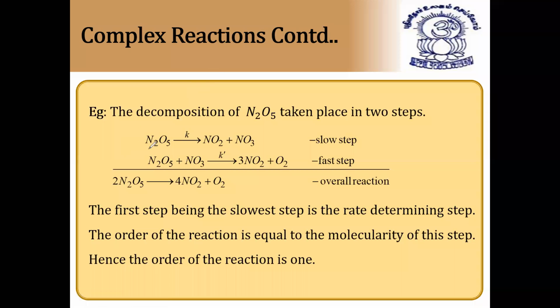In the slowest step, we have only one molecule of N2O5. In the second step, we have another molecule of N2O5. But the first step, the slowest step, is the rate determining step. So this you have to remember: always the slowest step is called the rate determining step, and the order of reaction is equal to the molecularity of this step. Only one molecule is involved, so the molecularity for this reaction is 1, and the order is also equal to 1. I hope it is clear. Next.